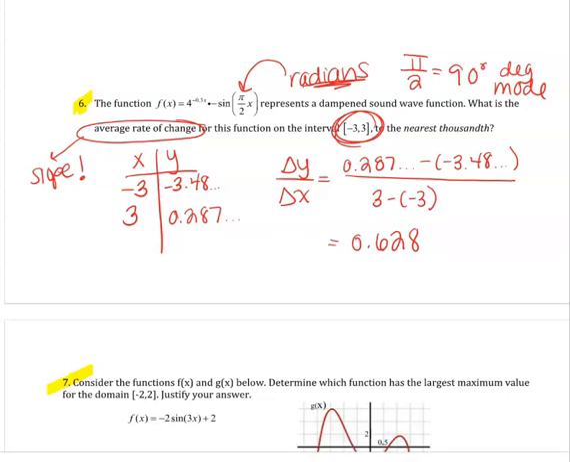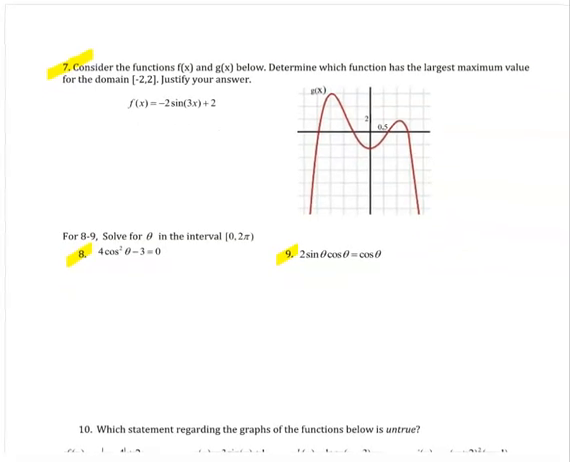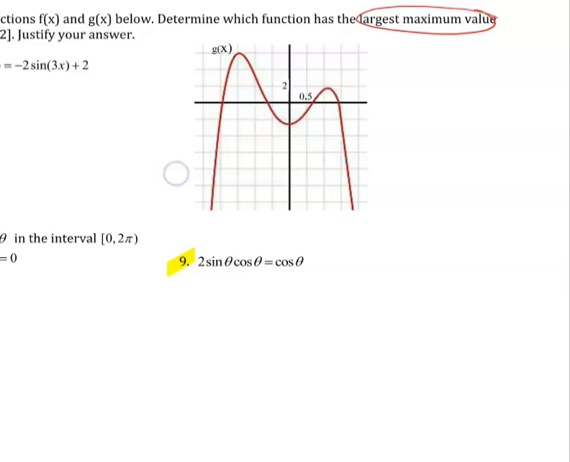All right, moving on to question 7. Consider the functions f of x and g of x. Determine which function has the largest maximum value in the domain of negative 2 to 2, and justify your answer. Let's actually start with g of x. So between negative 2 to 2, those are like x values, okay?